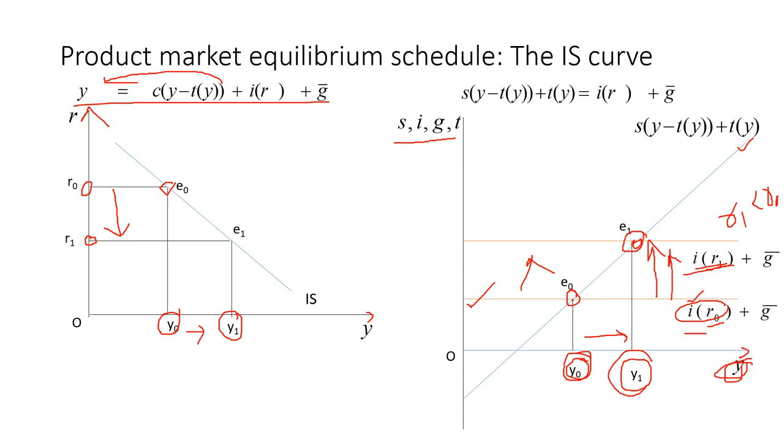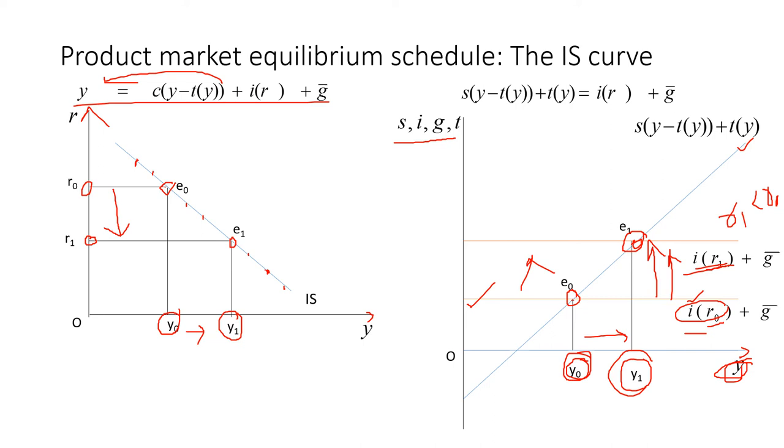So E0 is one equilibrium point and E1 is another equilibrium point. When you join those two equilibrium points, you get the IS curve. This is the product market equilibrium schedule. Actually, this is very important. Why? Because remember, all the points on the curve, this point, this point, this point, there are millions, an infinite number of points on the line. At all of them, we have product market equilibrium.